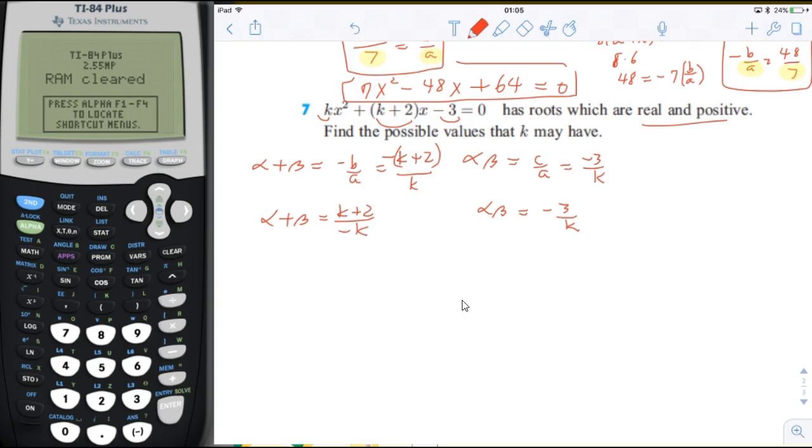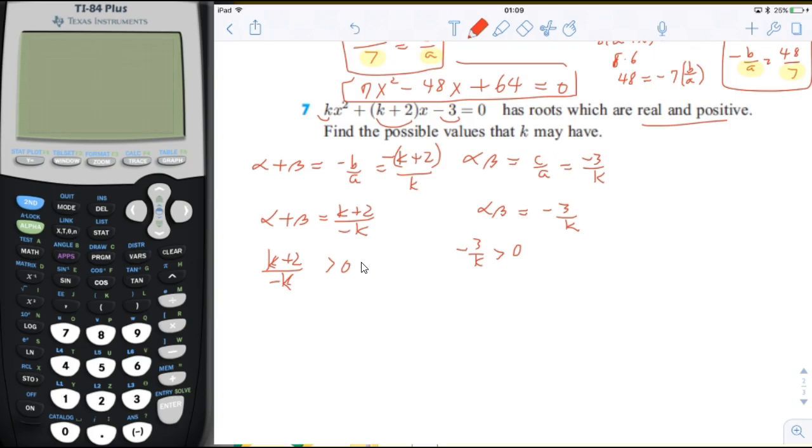Okay, and if we look at these two, we can see that alpha and beta are both supposed to be positive, right? So if you add two positive numbers together, you get another positive number, right? So one of the things we know about k is that k plus 2 over negative k is also a positive number, greater than 0. One thing we know about alpha beta equals negative 3 over k is, since alpha and beta are positive numbers, when you multiply two positive numbers together, you also get a positive number. So negative 3 over k is also a positive number.